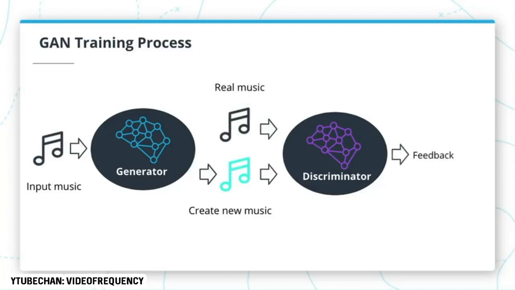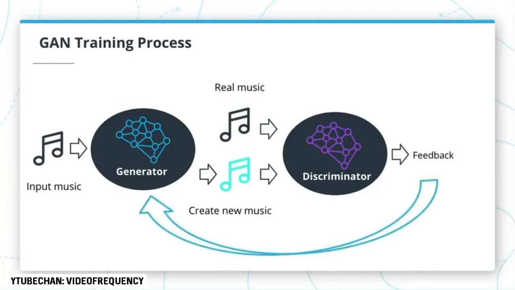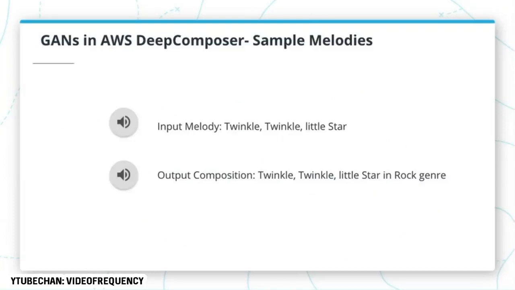Using the feedback from the discriminator, the generator tries to improve the music it created. With time, the generator gets better at generating music and is able to fool the discriminator. So periodically, the discriminator is also retrained using the new generated data so that it becomes even better at discerning generated music from real. Now let us hear some samples from AWS DeepComposer.